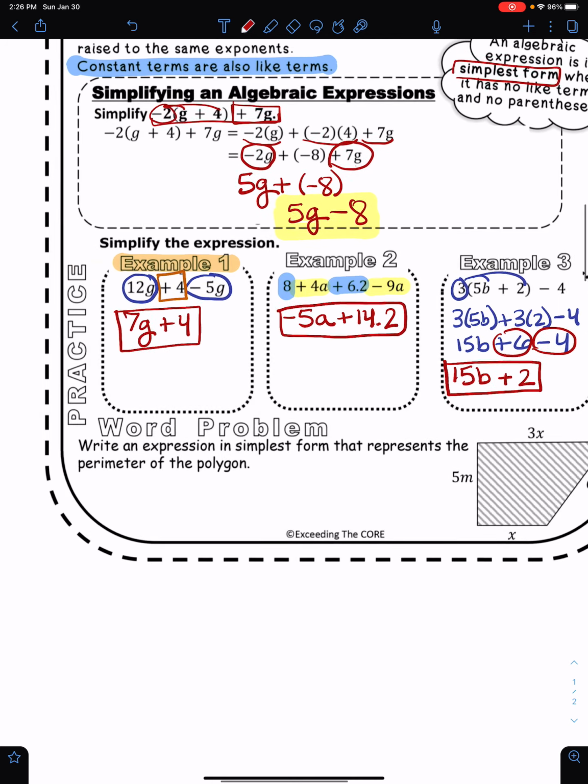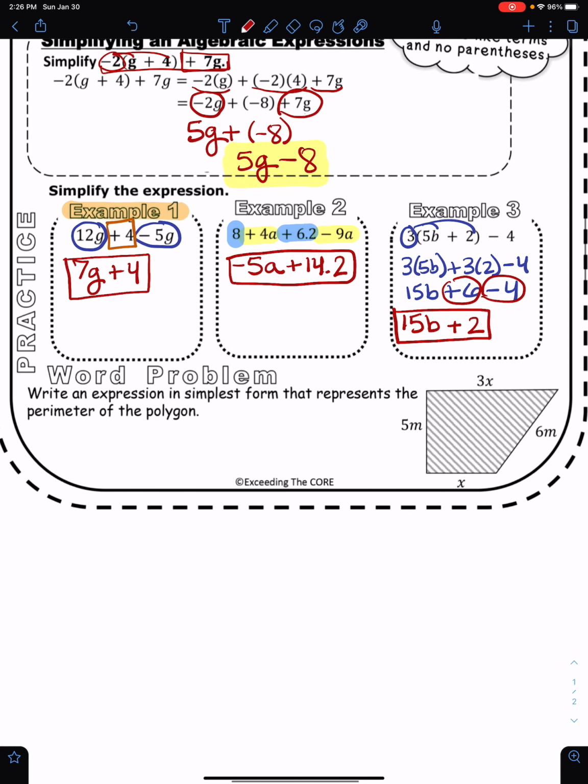Alrighty, one last example here, a word problem. Yay, word problems. Write an expression in simplest form that represents the perimeter of the polygon. Hopefully you remember that the perimeter of a shape is adding up the length of every side. So we're going to add 5m, x, 6m, and 3x. I just went around and wrote down each side and added them together.